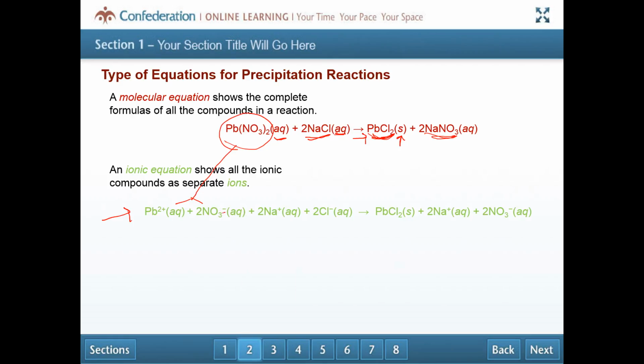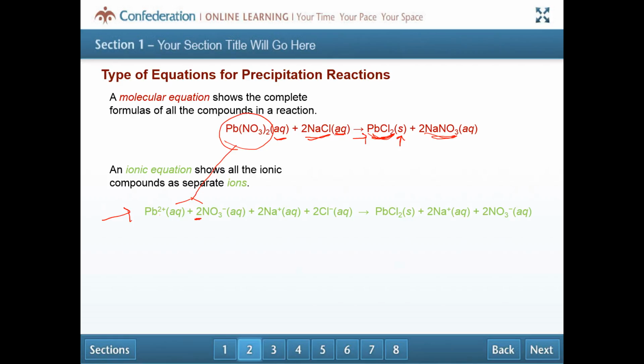So this is lead 2, or 2 plus charge, and then this is the nitrate, which has a negative 1 charge. And then there would be 2 of them here. Oh, I'm having troubles with my pen here. I apologize for that. Okay, so here we've got 2 of these nitrates.